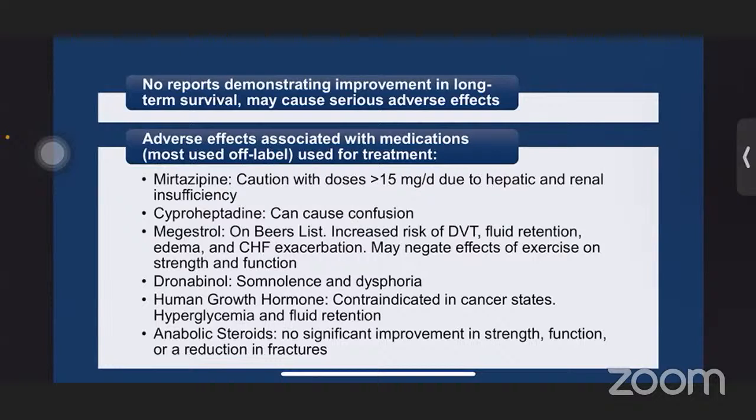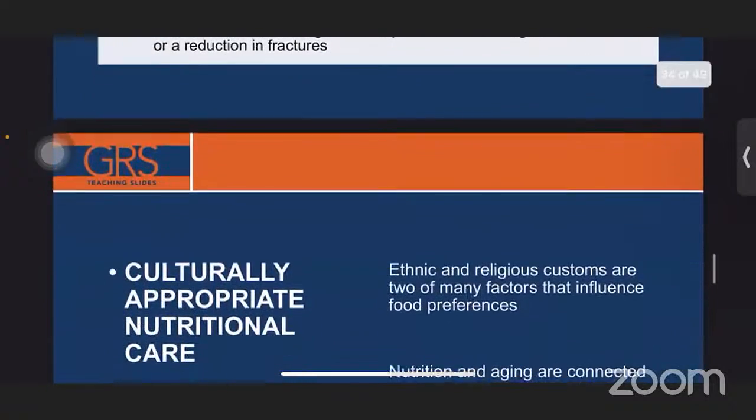And dronabinol would lead to somnolence and dysphoria. And human growth hormone is contraindicated in cancer states and would lead to hypoglycemia and fluid retention. Anabolic steroids have no significant improvement in strength or function, or a reduction in fractures.